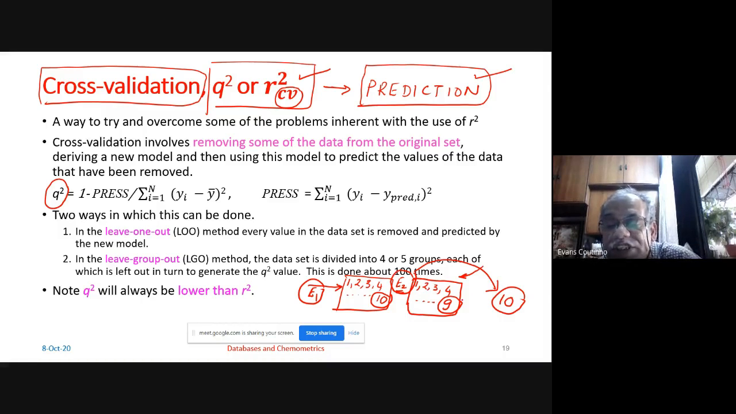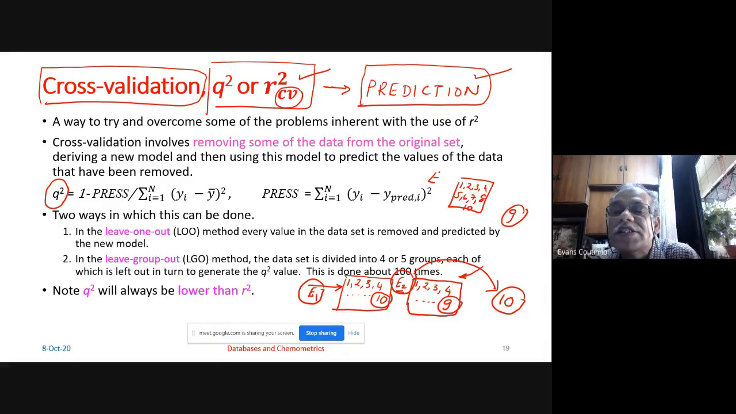The 10th molecule was taken out from the database, kept aside for prediction. I'm going to repeat this now. This time I'm going to take out molecule number 9. So I use 1, 2, 3, 4, 5, 6, 7, 8, and 10. Molecule 9 has been taken out from the data set.